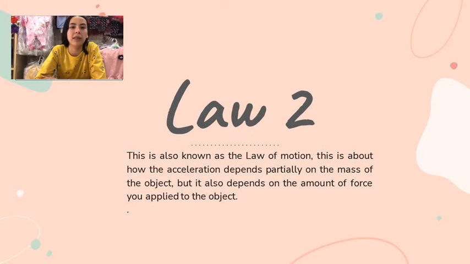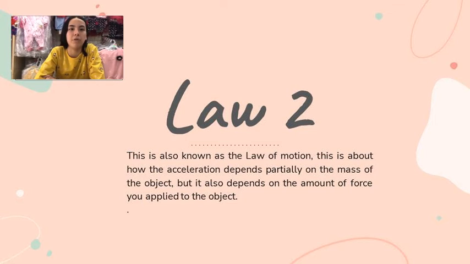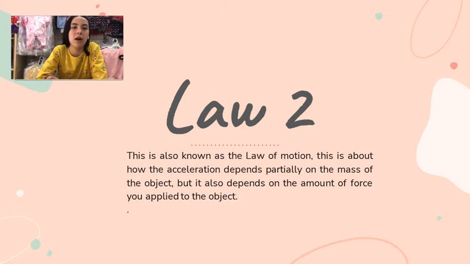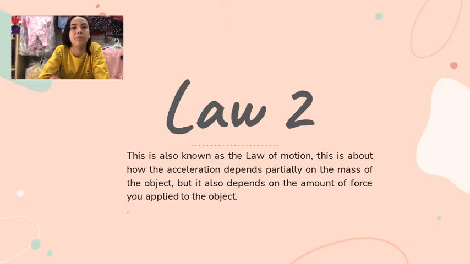This is also known as the law of motion. This is about how the acceleration of an object depends inversely on the mass of the object, but it depends directly on the amount of force you apply to it. And this law has a formula, which is F equals ma. It means that force equals mass times acceleration.